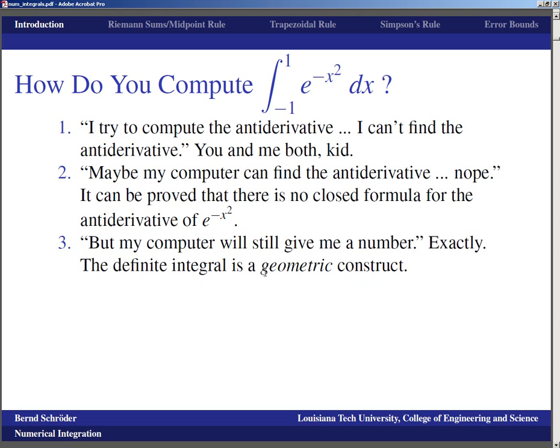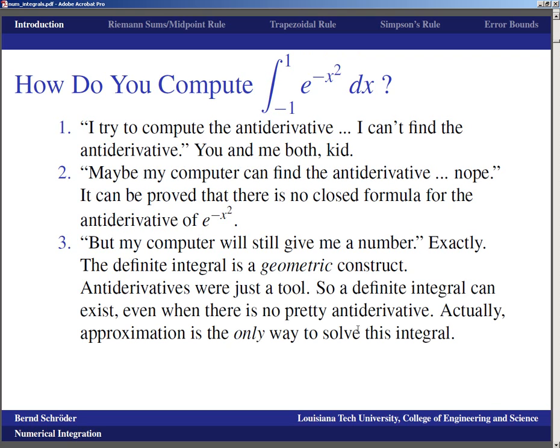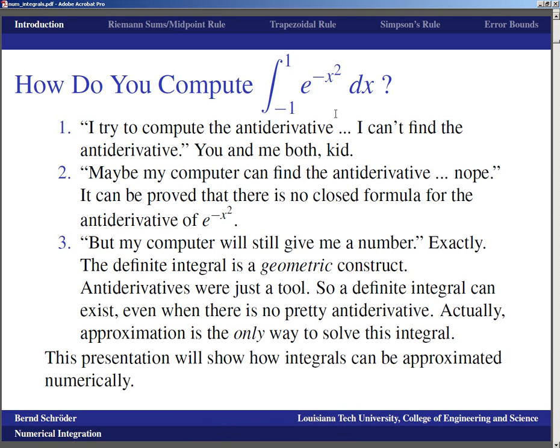The definite integral is a geometric construct. That is something that sometimes gets lost in this reflex, and it's not a bad reflex that we have developed, which is to find the antiderivative and then plug in the upper and lower bounds and subtract it. But technically, antiderivatives were just a tool to get to this geometric construction that uses Riemann sums and which we are going to generalize in various ways. So a definite integral can exist, and usually does exist, even when there is no pretty antiderivative. And as should already be clear from number 2, it turns out that approximation is the only way to solve this integral up here.